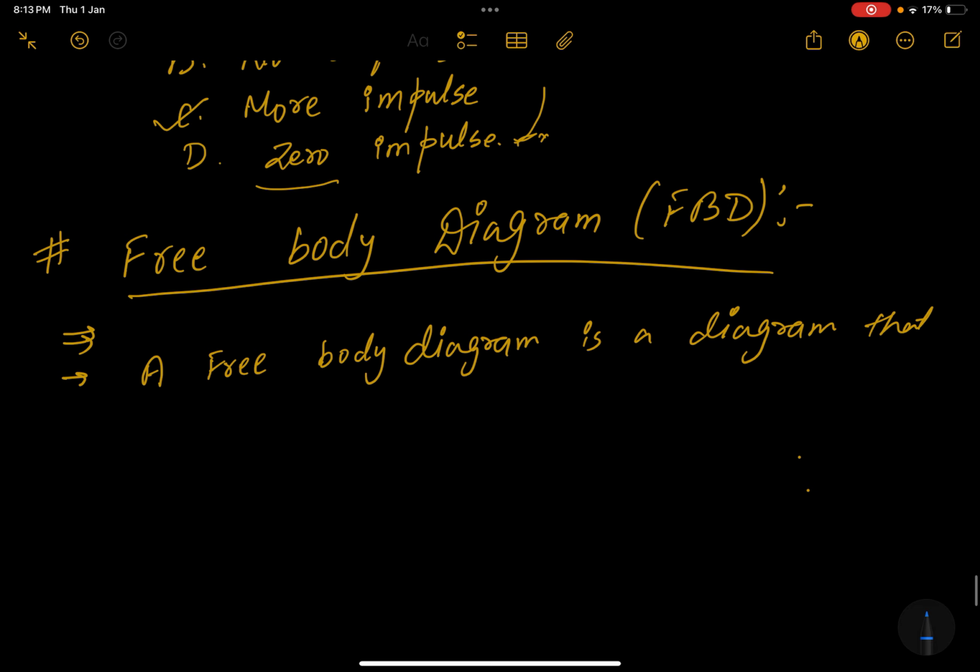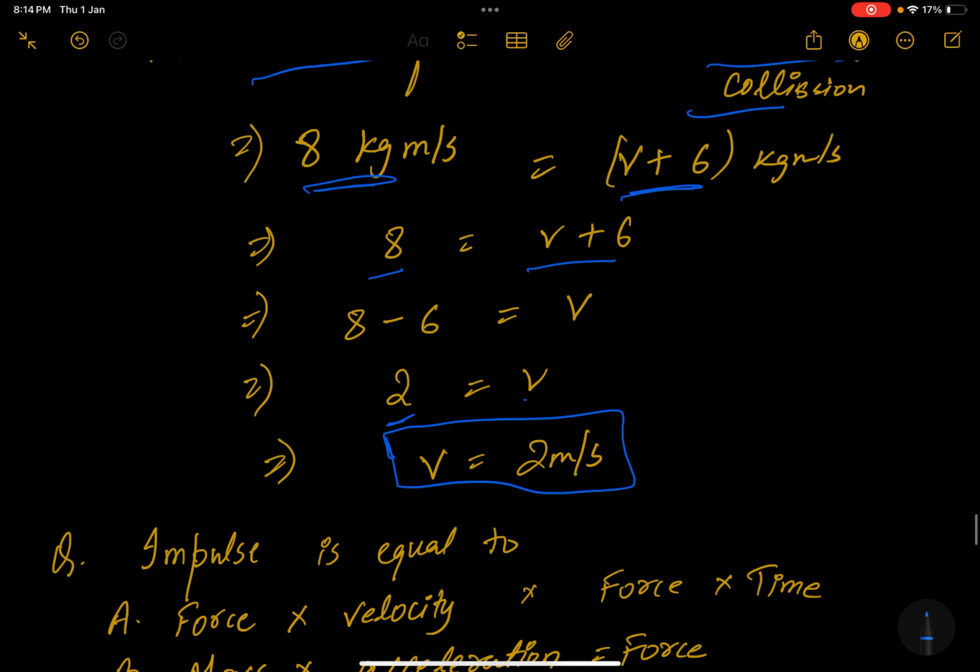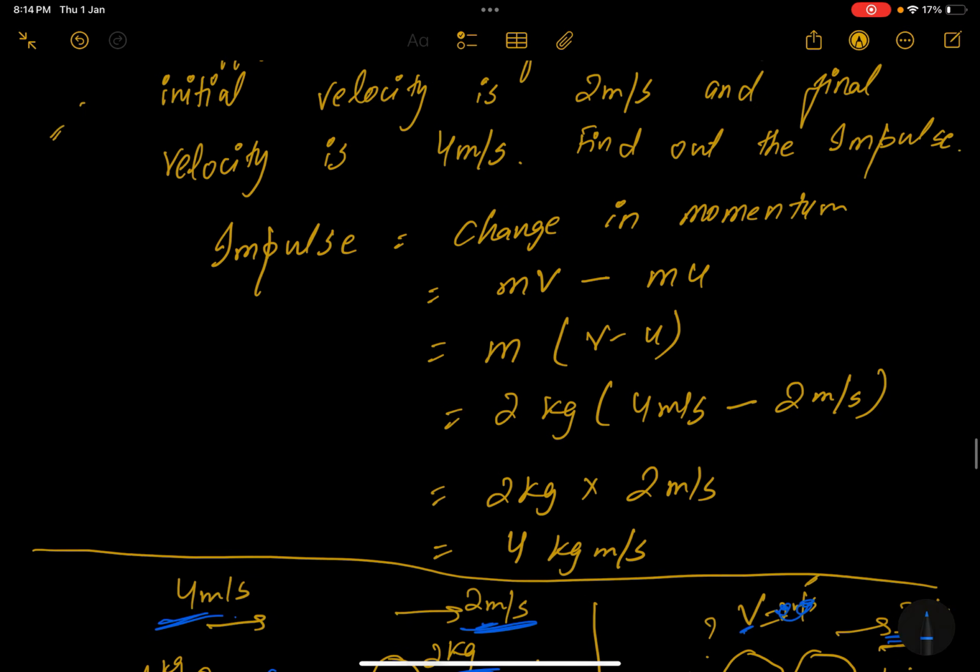Okay, the free body diagram part, I think I have covered in the next, yeah, I will be covering it in the next lecture. You can see the free body diagram lecture in the next part. Okay, so I am stopping it here and going to our questions.